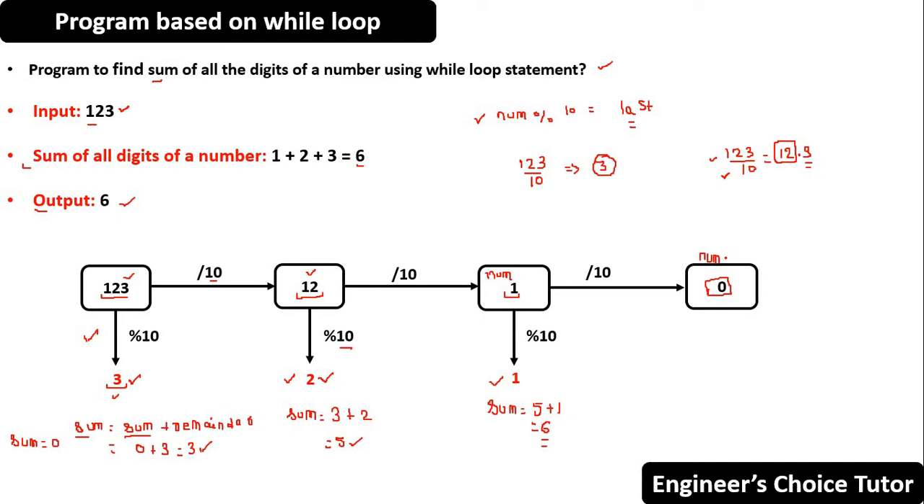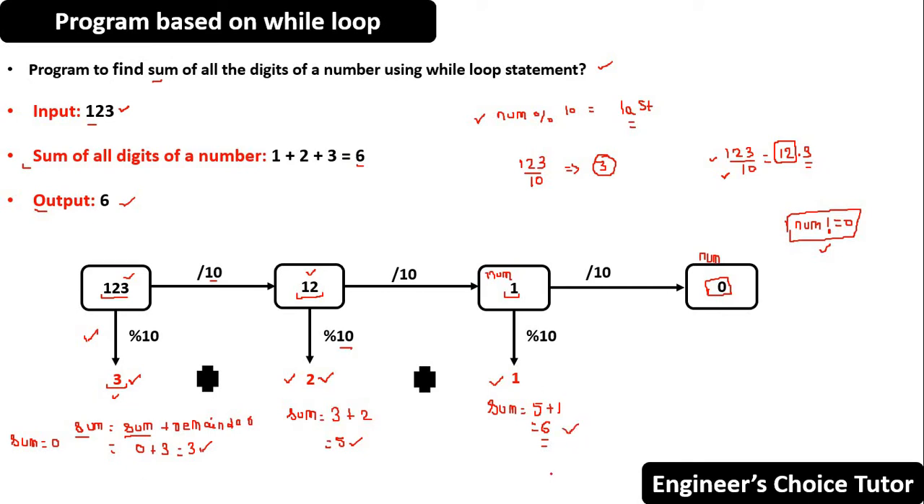After 3 iterations the number becomes 0. So no further processing or iteration is required. That should be the condition of your while loop. You have to iterate until the number is not equal to 0. If the number is equal to 0, then stop the iterations. That is the condition for sure. Remember this point. If you sum all of this, you will get your desired output as 6.